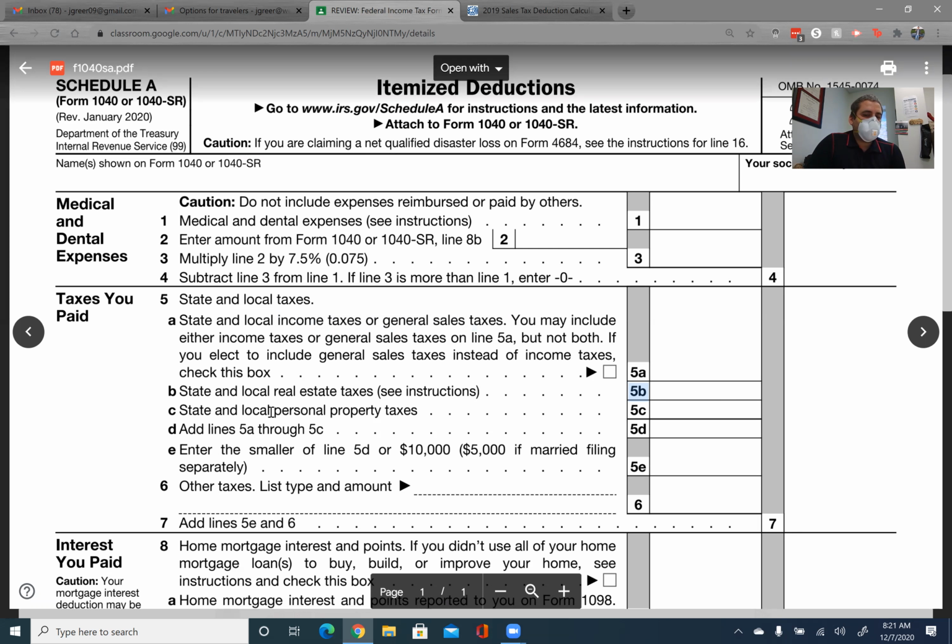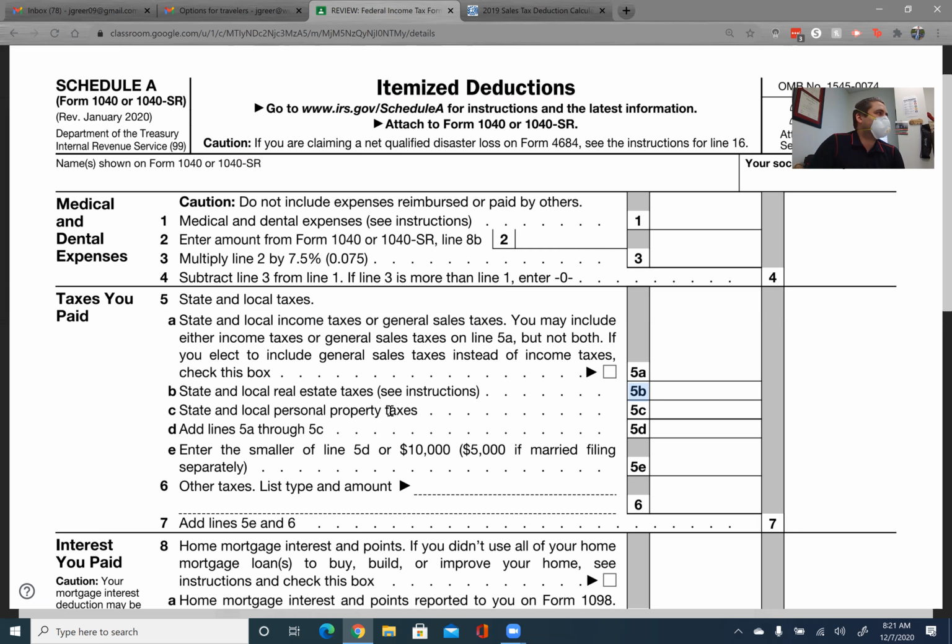See state and local personal property taxes. That is not your real estate property taxes. You put your property taxes in line B, not in line C. For line C, we're going to go 0. We're not going to have any of that. Line 5D just says add A through C together. Simple enough. We're going to add those together and put that information there.